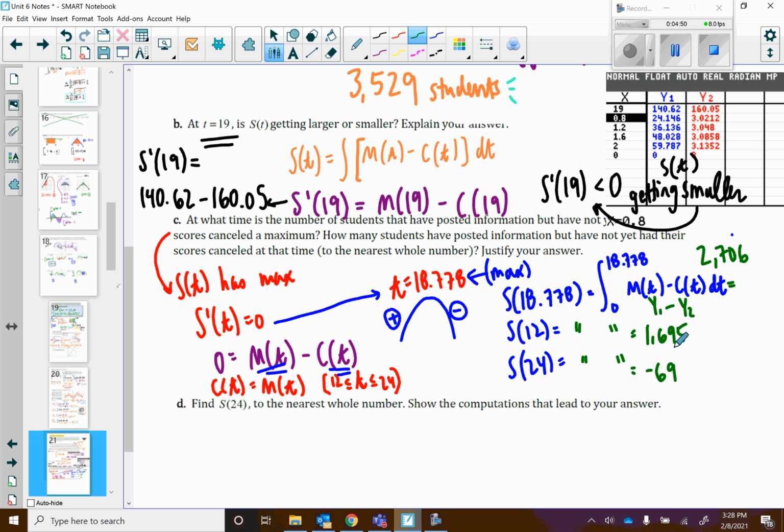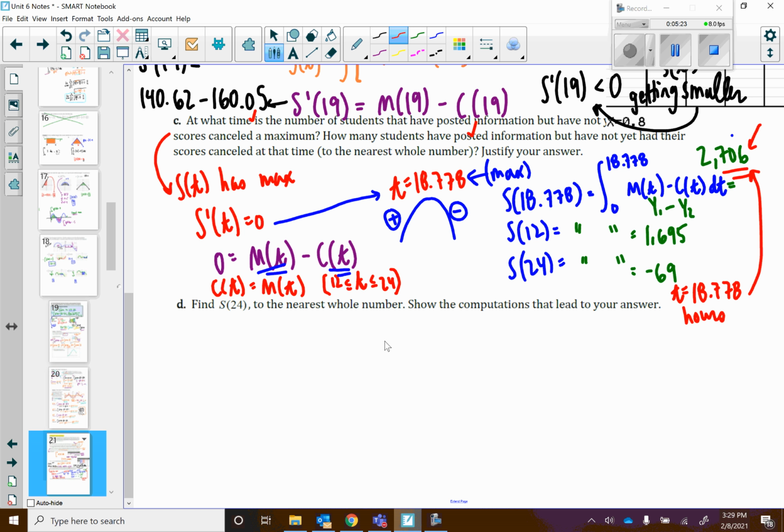So if we're looking for a maximum, it's fairly obvious. It is at t equals 18.778, and that is hours. I don't necessarily know what 0.778 is in terms of hours, but that's okay. The maximum is at 18, and the maximum is 2,706 students. So at what time? That's the 18. How many students? And that is the 2,706. Then last but not least, find S of 24 to the nearest whole number.